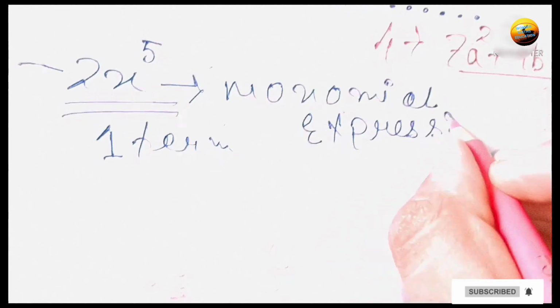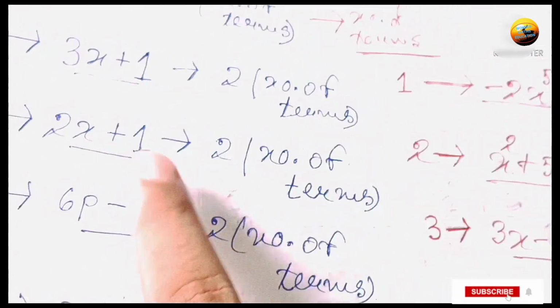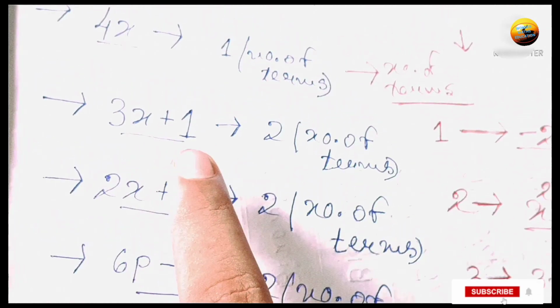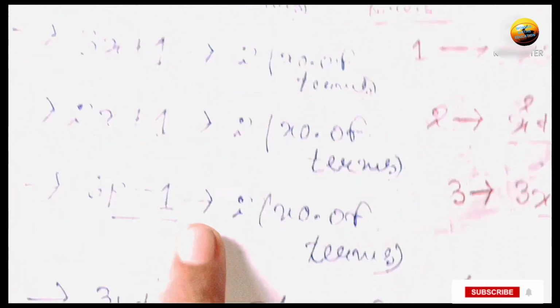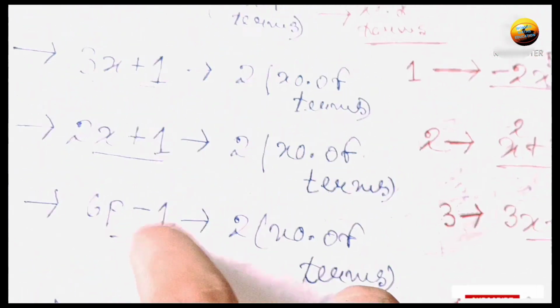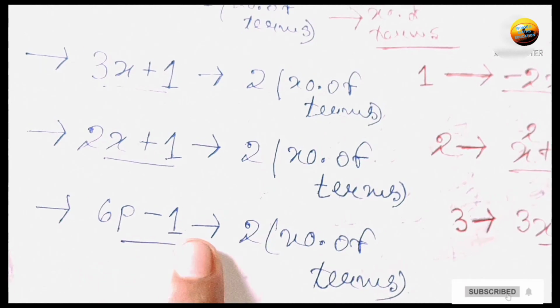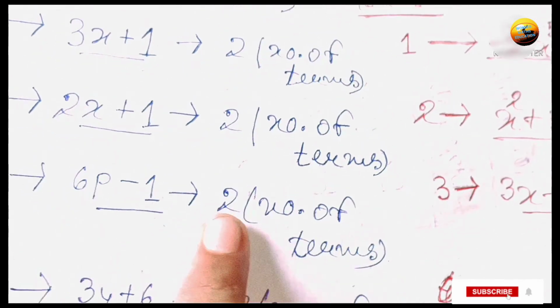And if the number of terms is 2, as in your book example 2x plus 1, follow your book page number 78. Suppose your book example is 3x plus 1, 2x plus 1, or 6p minus 12. The sign does not count as a term; 6p and 12 are the two terms here, so the number of terms is 2.